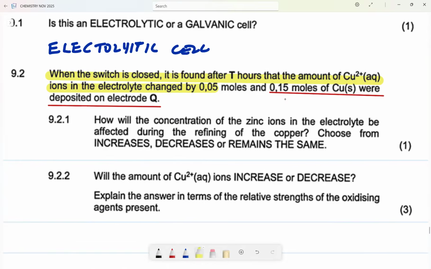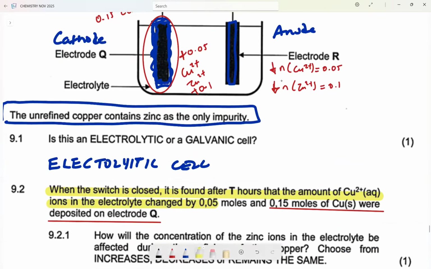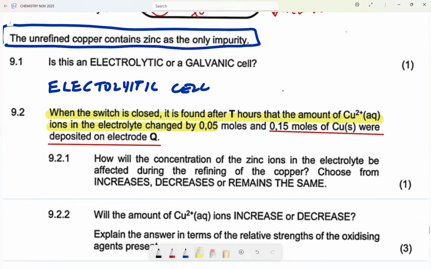Okay, so we just saw that it is 0.1, by the way. It will increase, but now we need a suitable reason. Even though they did not want it, I'll give you. Why is it going to increase? Because zinc will be oxidized to Zn2+. This is your answer.